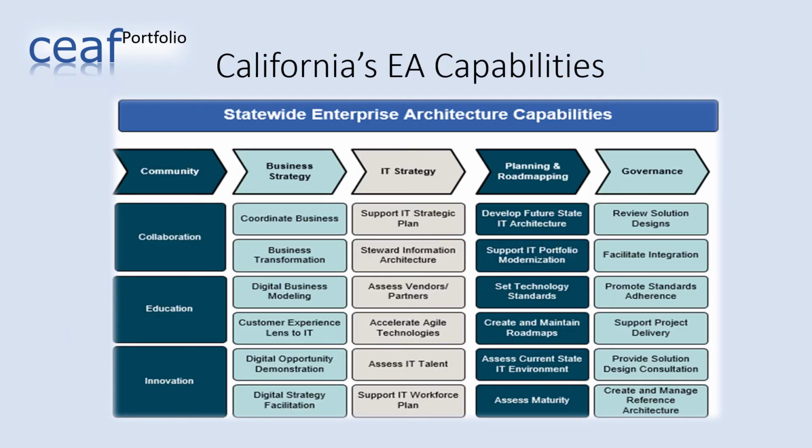Value is observed in both the services and work products. The framework identifies work activities typically within the capacity of the department's EA program. The activities that produce observable value to stakeholders are anchored in the broader capabilities. Here is the Enterprise Architecture Capability Map. California's program is comprised of 5 core capabilities with sub-capabilities. They are community, business strategy, IT strategy, planning and road mapping, and governance.